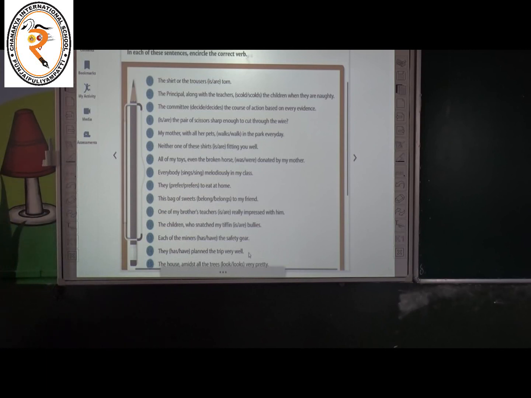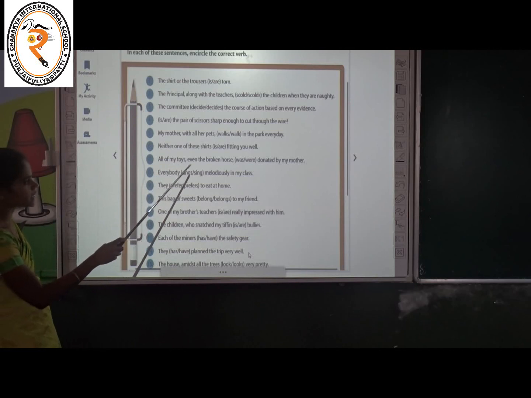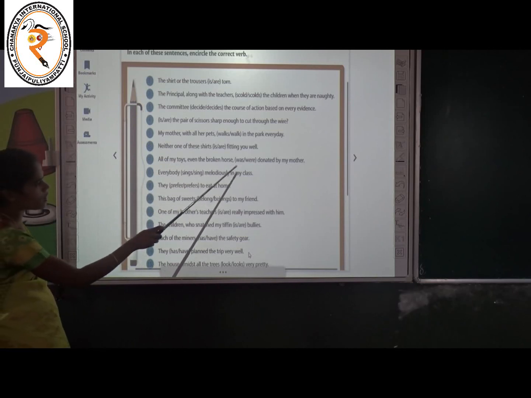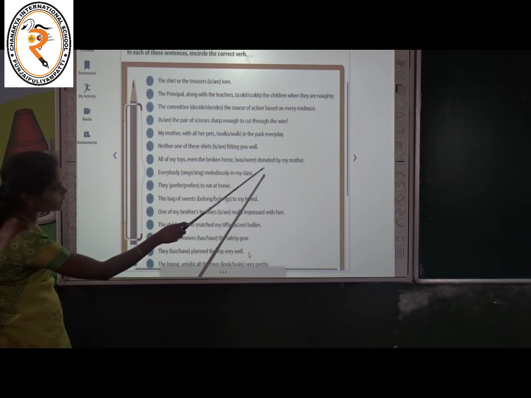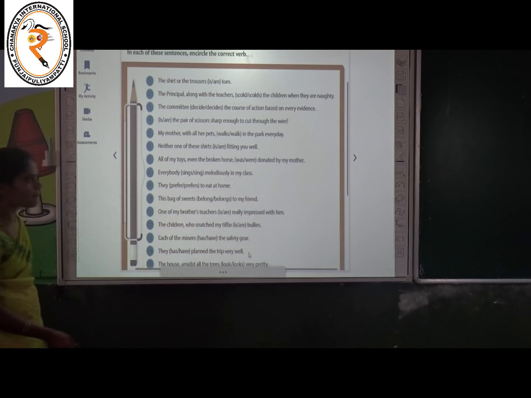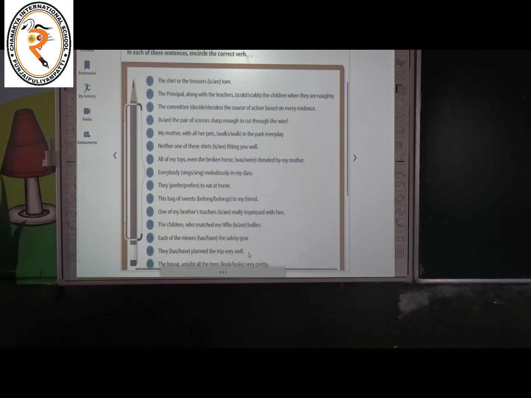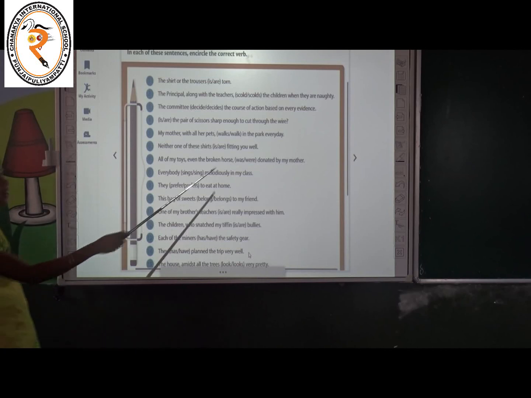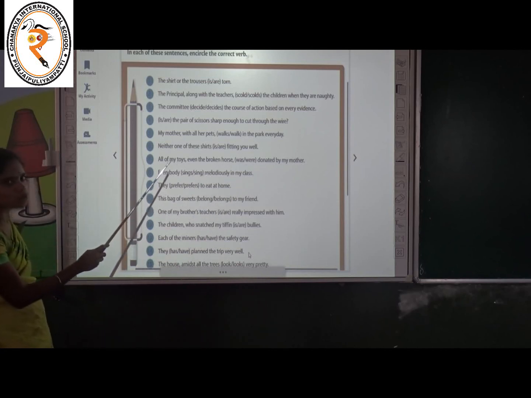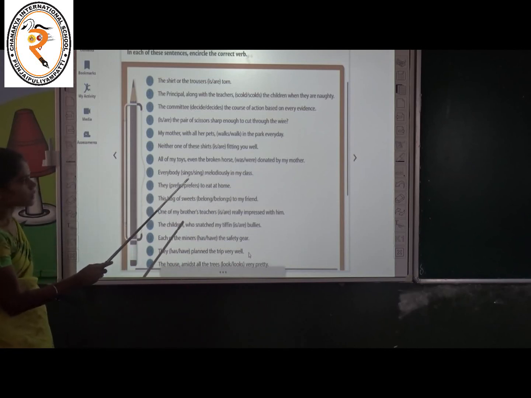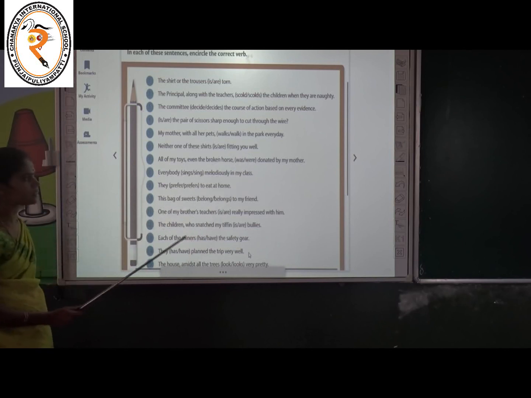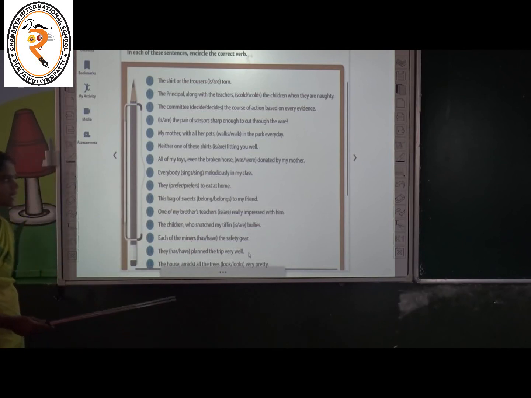And the seventh one, all of my toys, even the broken horse, was or were donated by my mother. So what is the correct verb here? It is were. Why? Because it is plural, toys. So the correct verb is were, W-E-R-E.